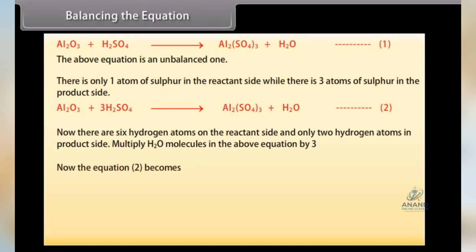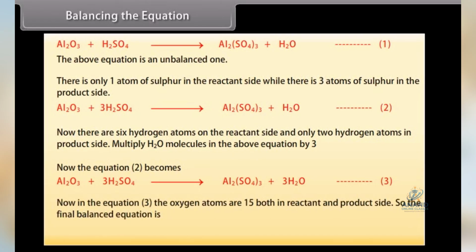Now the equation 2 becomes Al2O3 plus 3H2SO4 gives Al2(SO4)3 plus 3H2O, which is equation 3. Now in the equation 3, the oxygen atoms are 15 both in reactant and product side. So the final balanced equation is Al2O3 plus 3H2SO4 gives Al2(SO4)3 plus 3H2O.